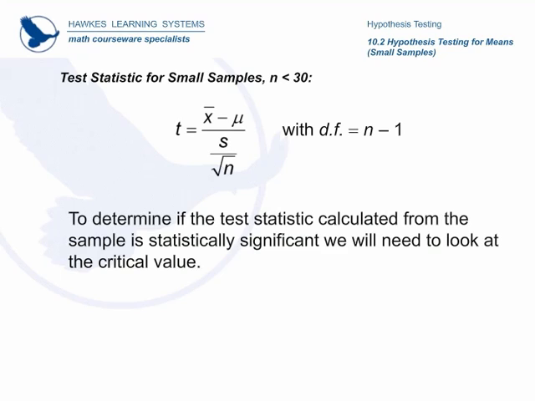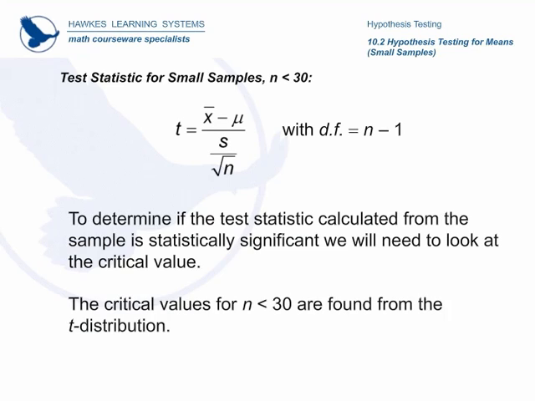To determine if the test statistic calculated from the sample is statistically significant, we will need to look at the critical value. The critical values for n less than 30 are found from the t-distribution table.